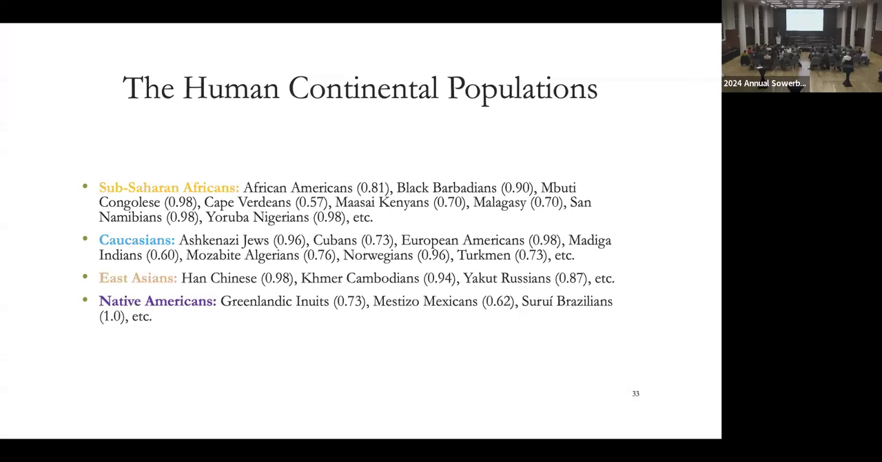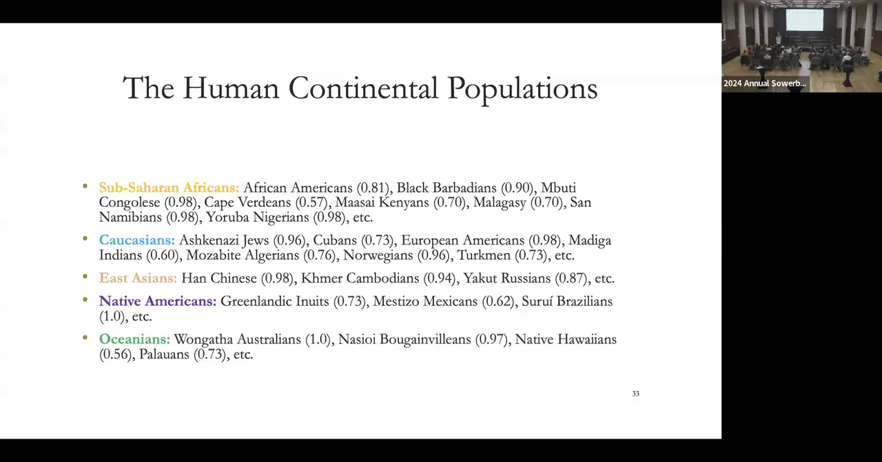Interestingly, population geneticists have done hordes and hordes of research trying to precisely identify the average degree of genomic ancestry of various ethnic groups in these human continental populations.